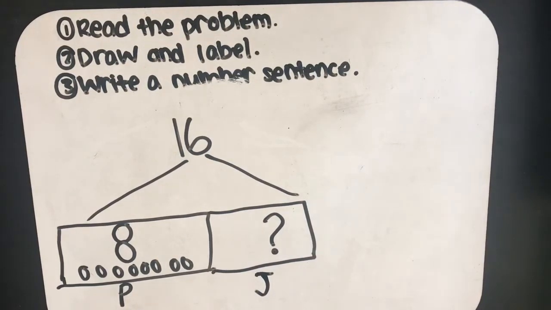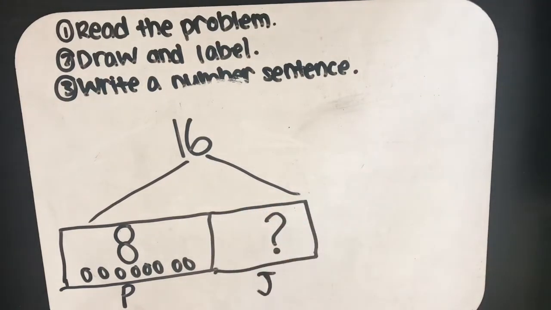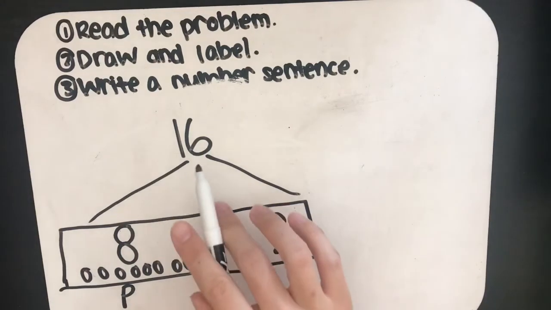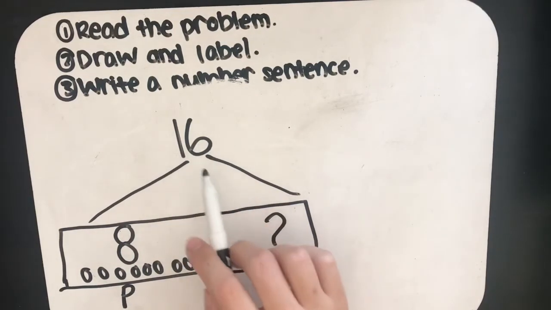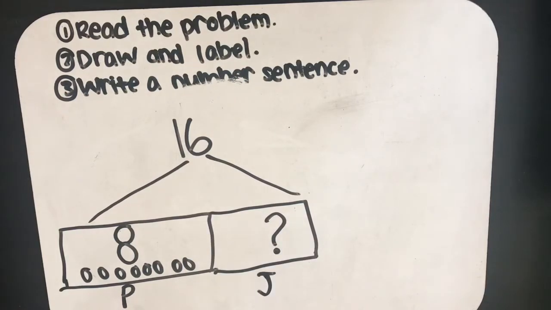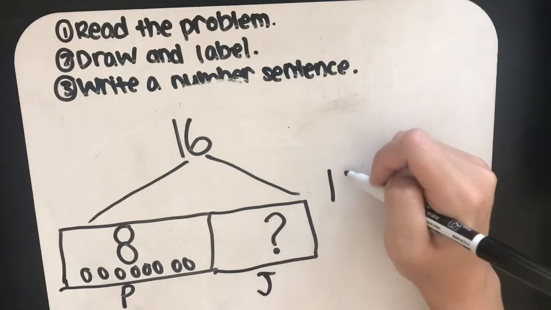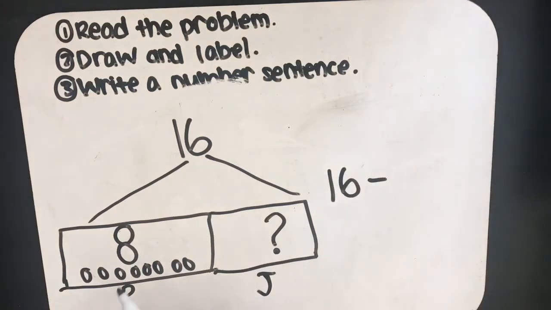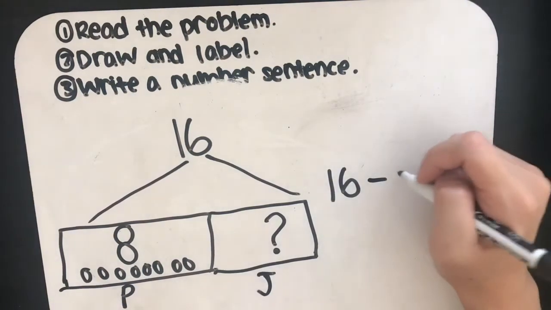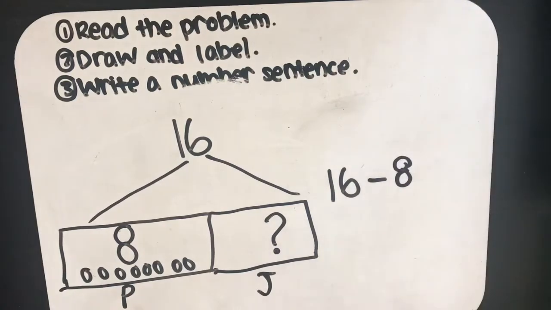Now to find the unknown part, we can count on from 8 and see how many times we count on before we get to 16. We can also subtract the part that we know from the total number or the whole. Let me show you what I mean. If we take 16, that's our whole, and we subtract one of the parts that we know, that's 16 minus 8.